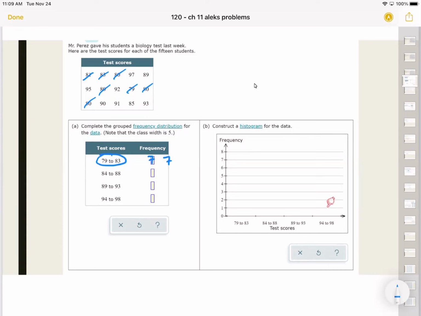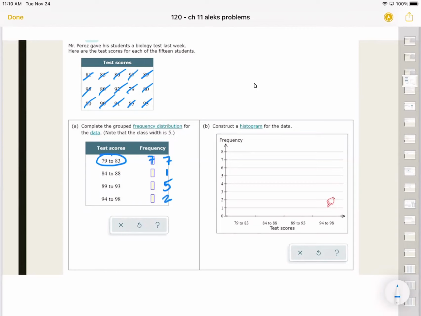And then again, between 84 and 88, how many people do we have? We have only 1 person here. Between 89 and 93, we have 1, 2, 3, 4, 5, so we have 5 people. And the last group, 94 to 98, we have 2.